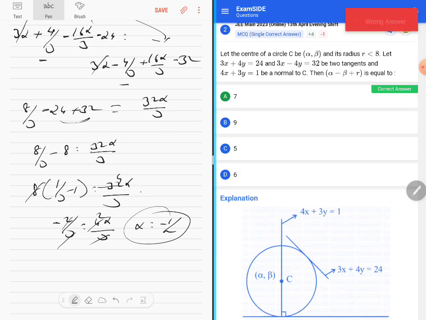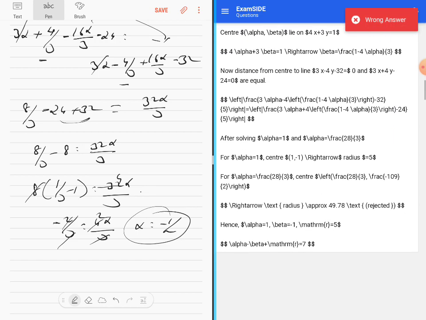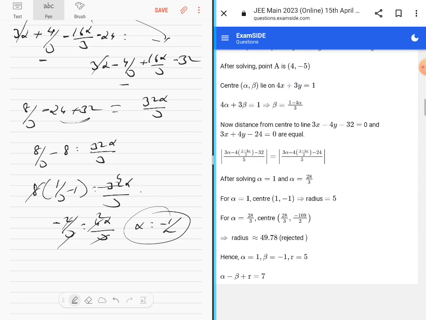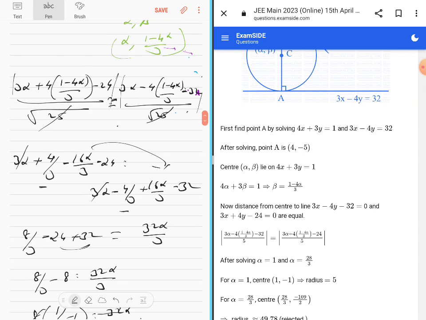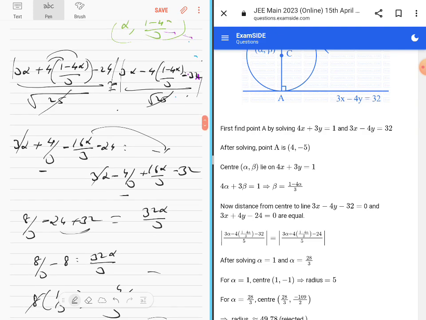I'm not sure if that's the right answer. So let's see. He's got alpha to be 1. What is the mistake? 3 into alpha, 4 into 1 minus 4 alpha by 3 minus 32. Everything is perfect. On solving this, I'm getting a different answer. That's the problem. 4 by 3, taking it inside, just see 4 by 3 plus minus 16 alpha by 3 is equal to minus 4 by 3 plus 16 alpha by 3 minus 32.